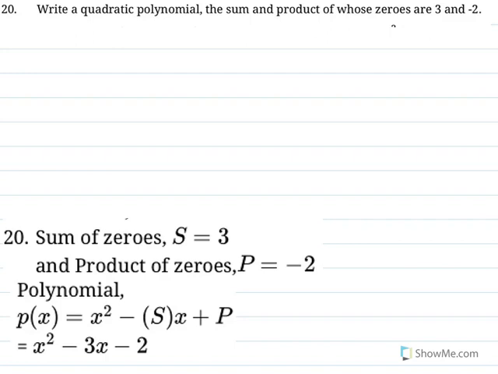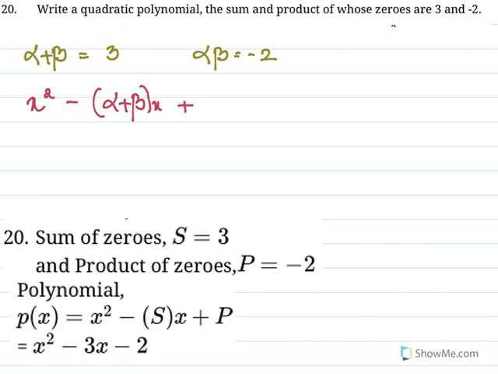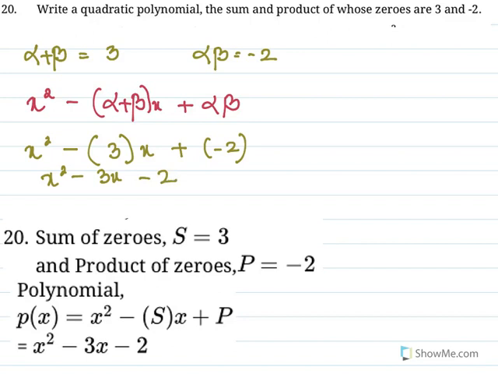Write a quadratic polynomial whose sum and product of zeros are 3 and minus 2. So the sum of the roots, that is alpha plus beta, is 3, and the product of the roots, alpha beta, is minus 2. Now we know the polynomial is x square minus sum times x plus product. Let's put in the values. So we have x square minus sum, the sum is 3, and the product is minus 2. So it will be x square minus 3x minus 2 as your answer.